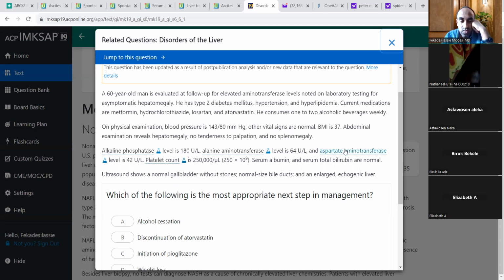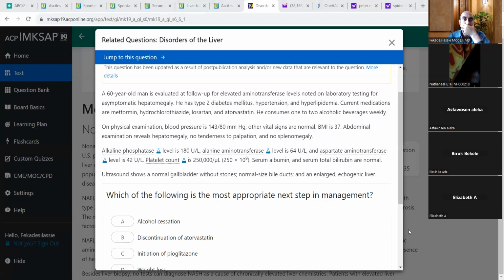A 60-year-old man is evaluated at follow-up for elevated aminotransferase level noted on laboratory testing for asymptomatic hepatomegaly. He has type 2 diabetes mellitus, hypertension, and hyperlipidemia. Current medications are metformin, hydrochlorothiazide, losartan, and atorvastatin. He consumes 1 to 2 alcoholic beverages weekly.